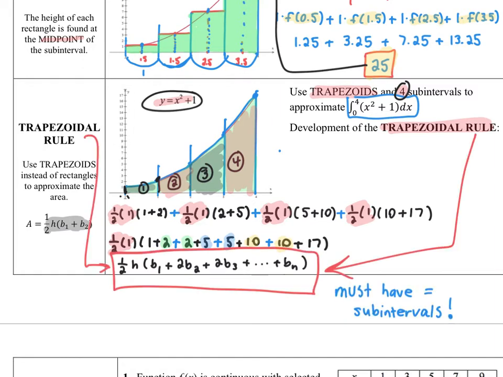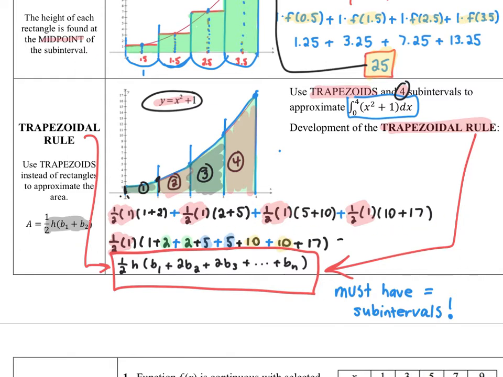What allowed this to happen was the fact that each of my trapezoids had the same height, in this case 1. It doesn't always happen that way, but if it does, you can use the trapezoidal rule. If you do not have equal subintervals, then you're not allowed to use it. So here's the requirement for using the trapezoidal rule. You must have equal subintervals. You don't ever have to use this rule. You can always do like we did in the beginning and just find the areas of each individual trapezoid.